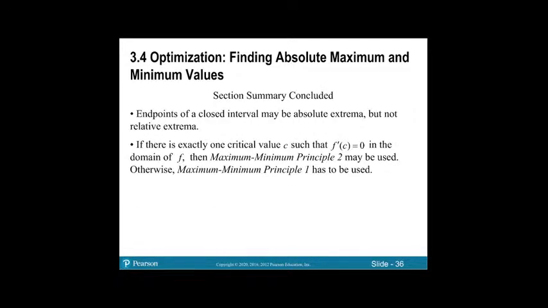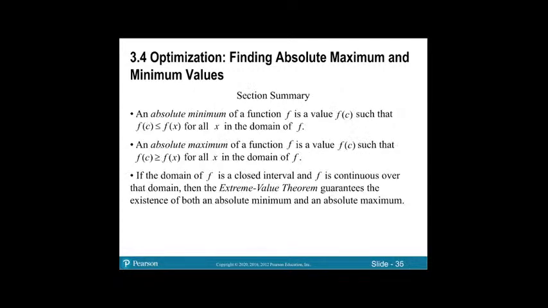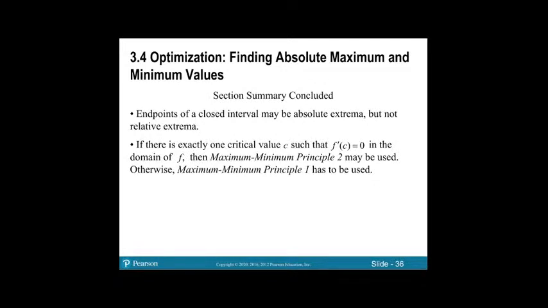So we looked at an absolute minimum. An absolute minimum of a function is where f of c is less than or equal to f of x for all x in the domain. Absolute max is where f of c is larger than or equal to f of x for all x in the domain. If the domain is a closed interval and the function is continuous over the domain, then the extreme value theorem guarantees the existence of both an absolute min and an absolute max. Endpoints of closed intervals may be absolute extrema, but not relative extrema. If there's exactly one critical value where f prime is 0 in the domain, then principle 2 may be used. Otherwise, principle 1 has to be used. And I think that was it.